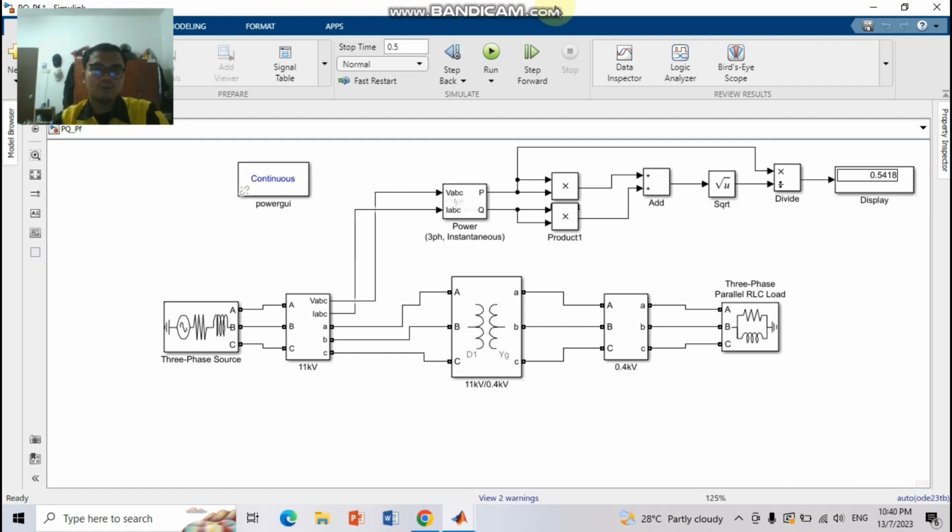Lastly, we have to measure the power factor without the fault. So we have to delete the fault block, and then we run it. We got a different value of power factor when there is no presence of fault. The value is 0.7239 PF.